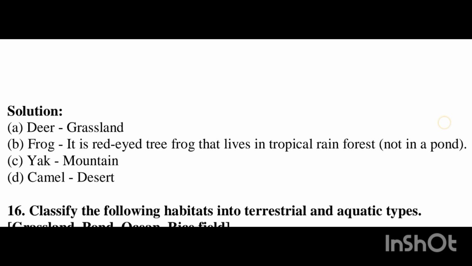Next question, classify the following habitats into terrestrial and aquatic types. Grassland, pond, ocean, rice field. Terrestrial habitats are grassland and rice field. Aquatic habitats are pond and ocean.